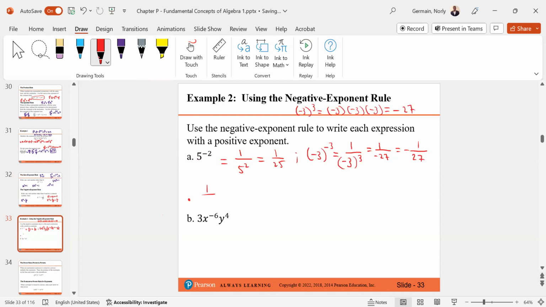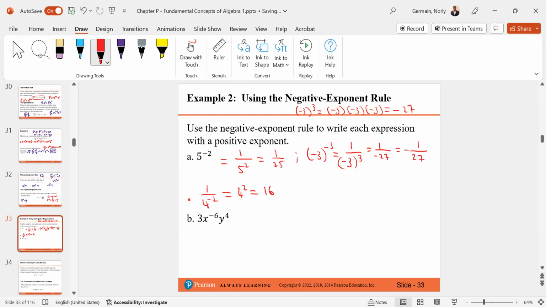Let's go, 1 over 4 to the power negative 2. You see, that negative is in the denominator for the exponent. So we need to flip it to the numerator. It's like we're going to jump it. So it's going to be 4 to the power 2. We make it positive. That would be 16.